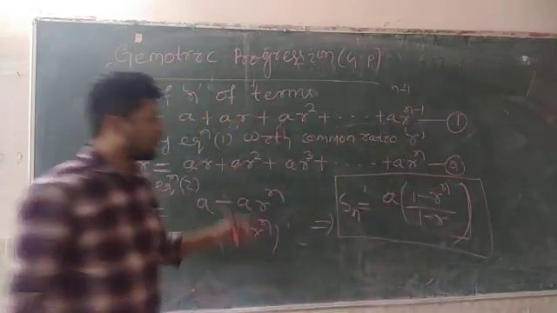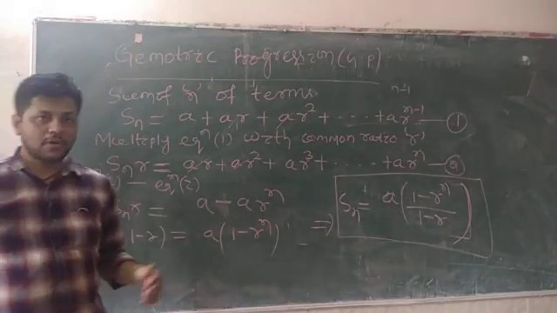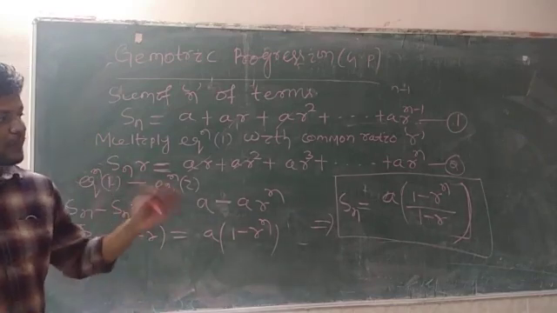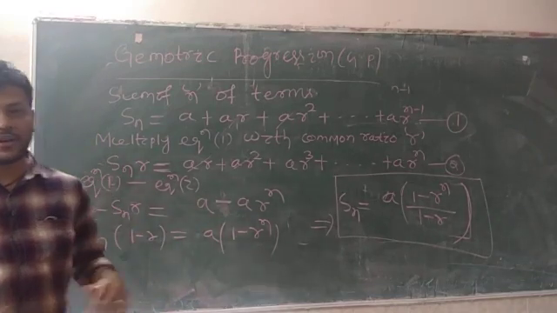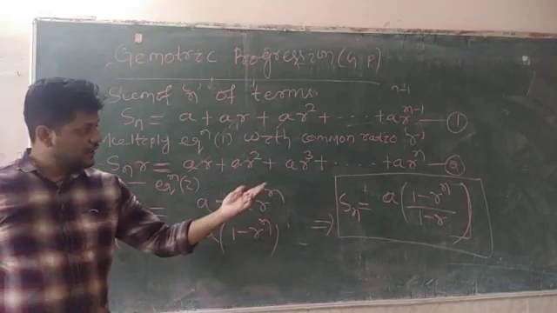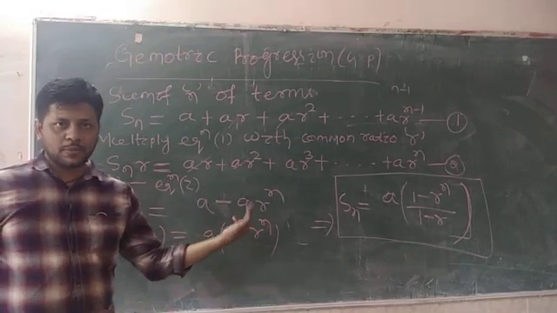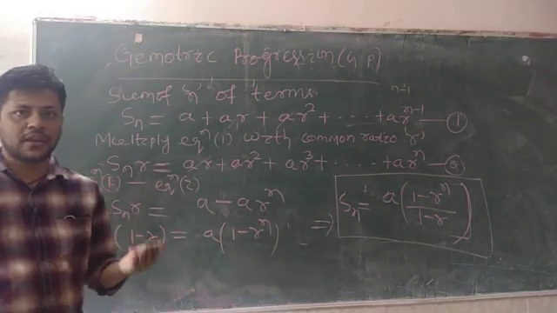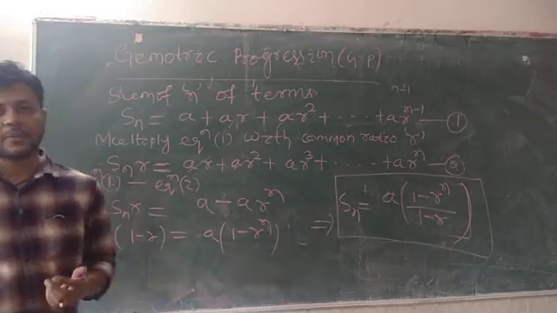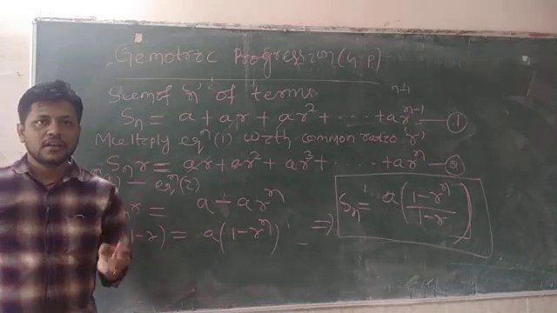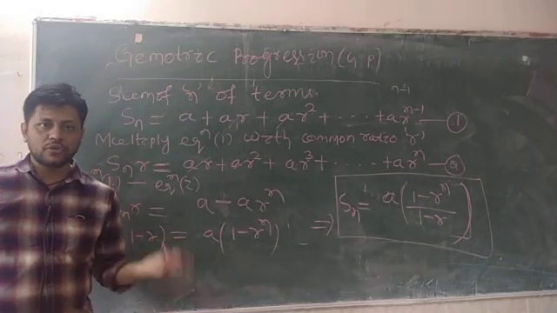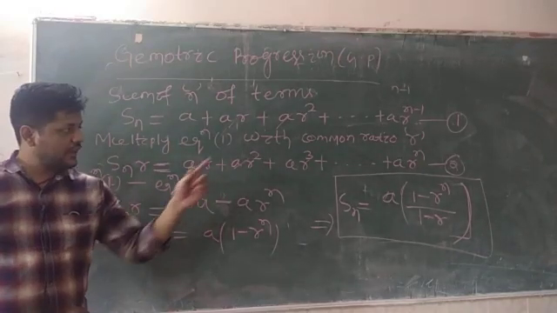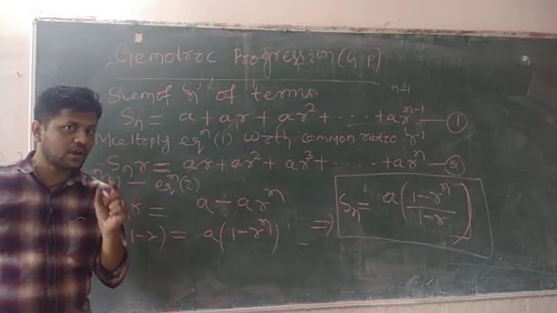So if you have n number of terms, then what is the sum of n terms in GP? That is a into 1 minus r to the power n divided by 1 minus r, or alternatively, because in numerator and denominator we can take minus as common, this formula can be a into r to the power n minus 1 divided by r minus 1. So depending on whether r is less than 1 or greater than 1, we use the formula accordingly, where n is the number of terms. Remember, n is the number of terms.